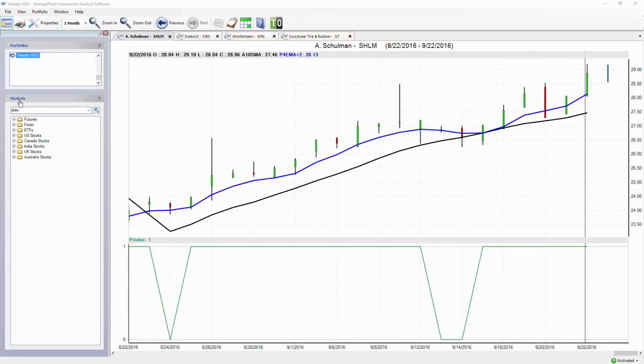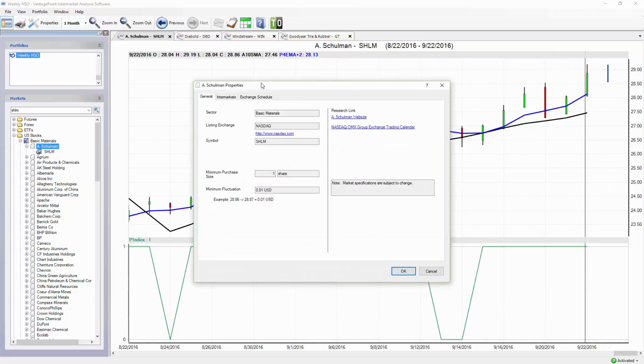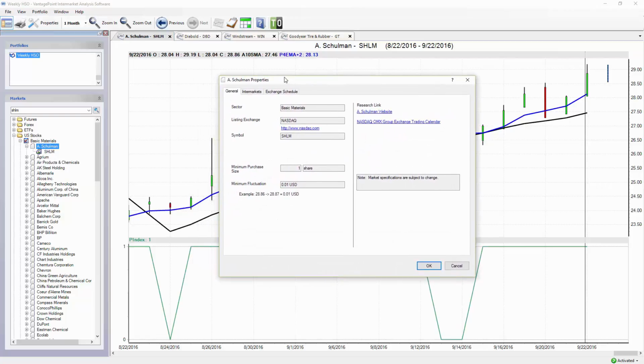So you see on the left-hand side, I've typed in the symbol here, SHLM, for a company here. We've got Schulman within the basic materials, plastics and resin maker here. But I'm going to click on the market here and open up my properties tab to demonstrate what's really going on under the hood here in the VantagePoint software.